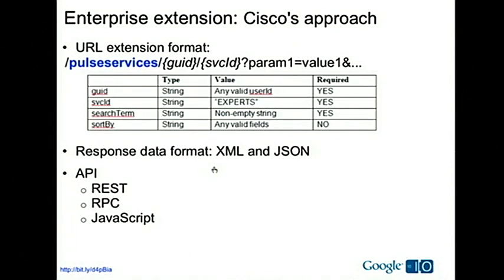And also the enterprise extension: when you create your services, I'm very sure you are not simply creating another social app. You add your unique values to it. How do you do that? From Cisco's experience, we create new POS services, with a template that looks like this: the first part, the POS services, then the GUID, which is the email address, then the service ID, followed by some other parameters. Currently, we support response data in XML and JSON.